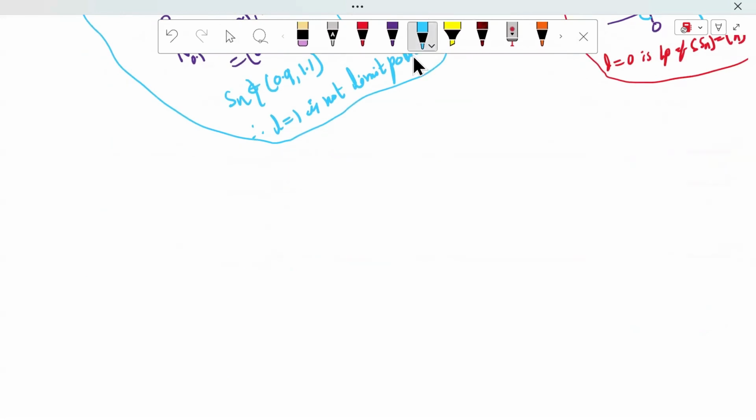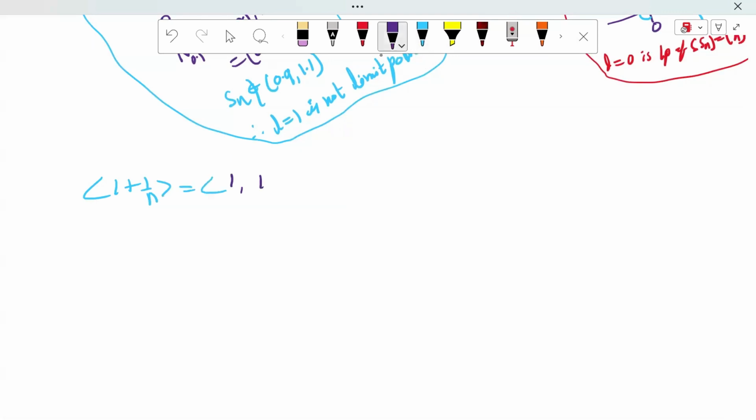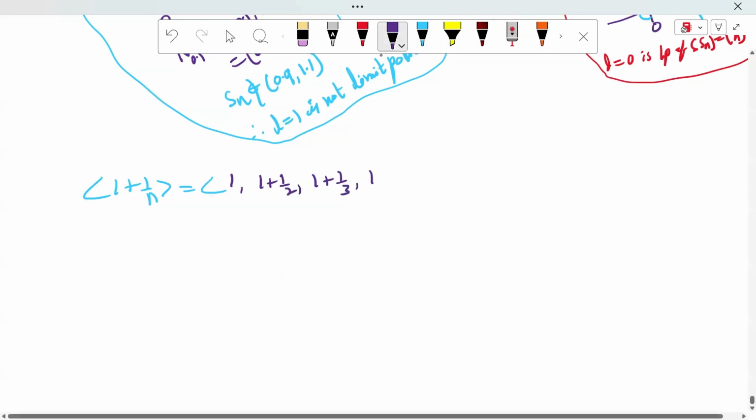For example, sequence Sn is equal to 1 by 1 plus n sir. What is 1 by 1 plus n? It is nothing but 1, 1 plus 1 by 2, 1 plus 1 by 3, 1 plus 1 by 4, up to so on. What is the limit point here? 1. So this sequence's limit point is 1. It is unique convergent.